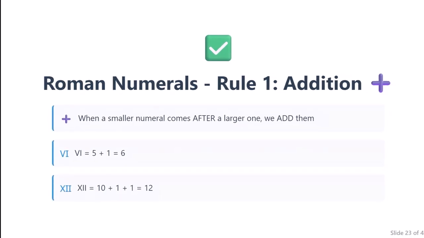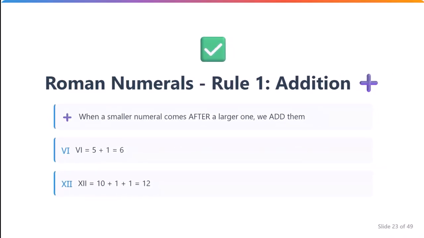Rule 1 is addition. When a smaller numeral comes after a larger one, we add them. For example, VI equals 5 plus 1, which equals 6. XII equals 10 plus 1 plus 1, which equals 12.